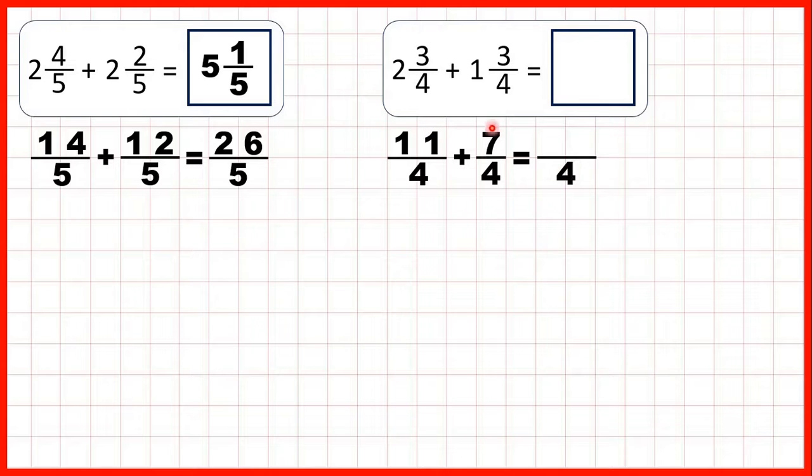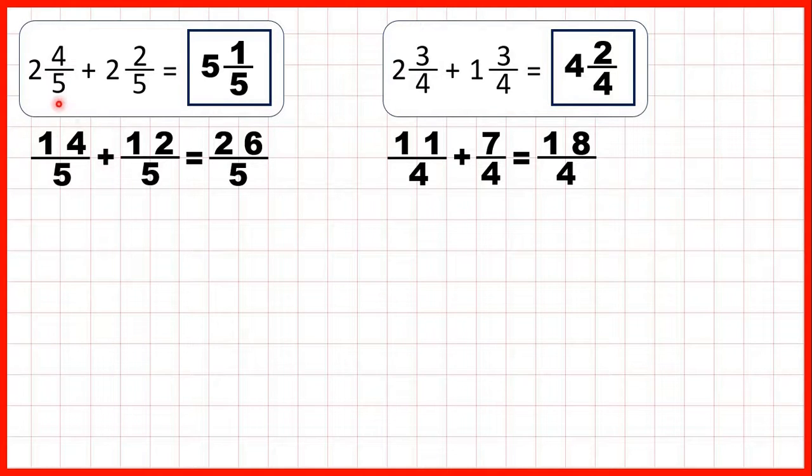11 plus 7 is 18, so as an improper fraction, our answer is 18 over 4, or 18 quarters. But we can change improper fractions back into mixed numbers by dividing. 18 divided by 4 is 4 remainder 2. That's because 4 times 4 is 16, and then we need 2 more to get to 18. So our answer is 4 and 2 quarters.